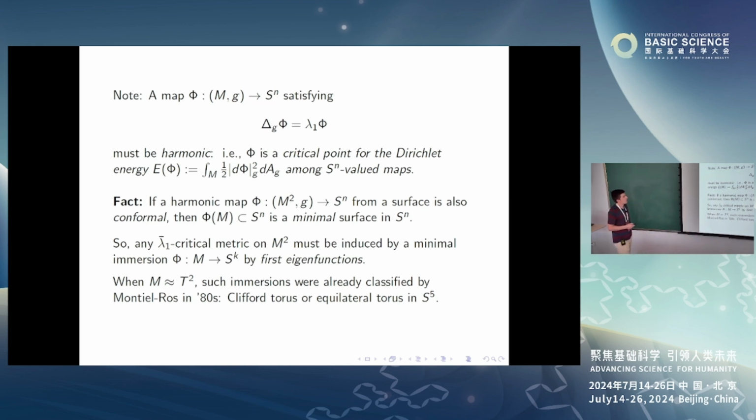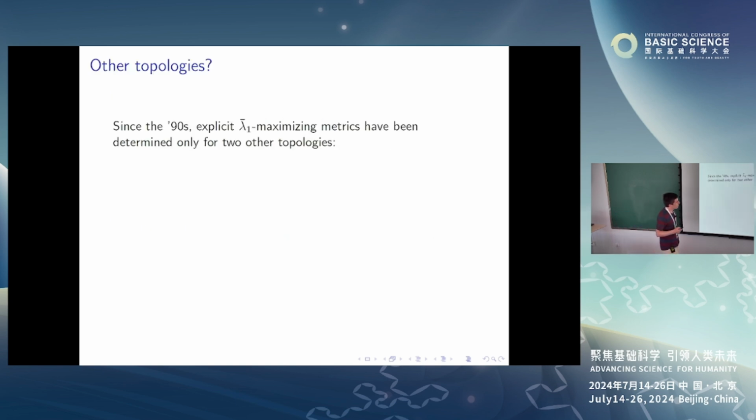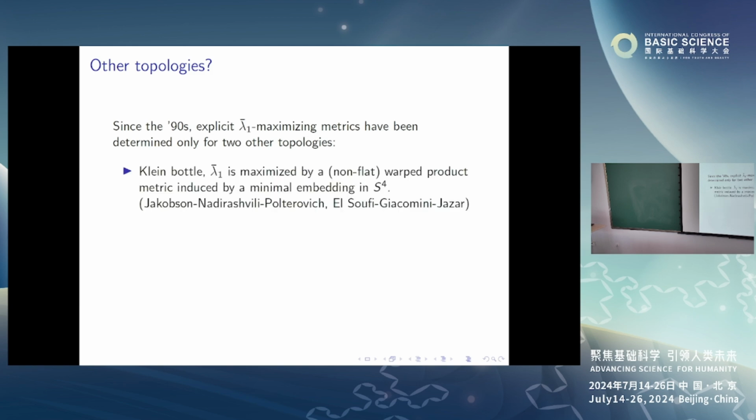All right. So what about other topological types? Well, since the 90s, we only know a couple more examples for these lambda 1 bar maximizing metrics. Building on the same kind of techniques as used in Nadirashvili's proof, work of Jakobson, Nadirashvili, Polterovich, and later El Soufi, Giacomini, Jazar tells us that for the Klein bottle, this lambda 1 bar is maximized by a non-flat warped product metric induced by an explicit minimal embedding in S4. I emphasize this non-flat here just to show that, from all the examples we've seen so far, you could imagine that these are always going to be constant curvature. So this is not the case. You're getting more interesting objects in general.